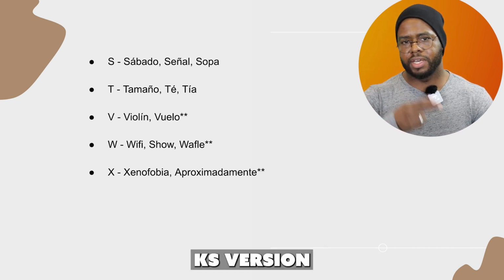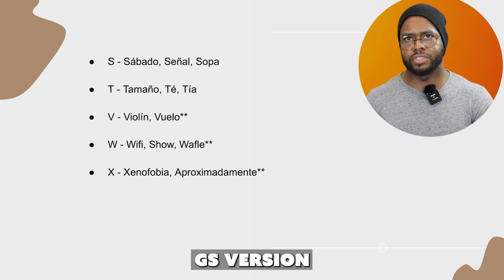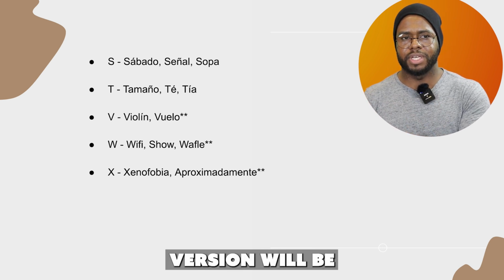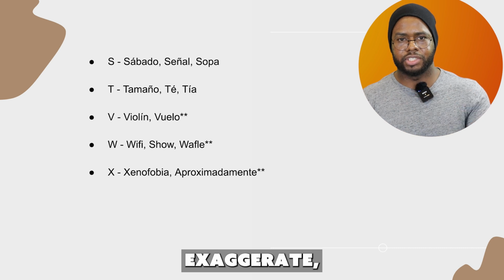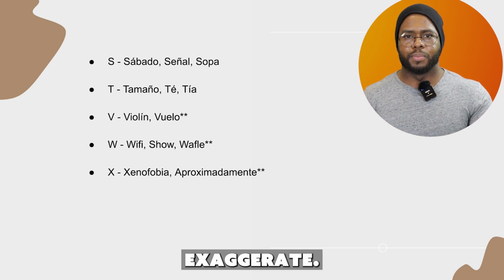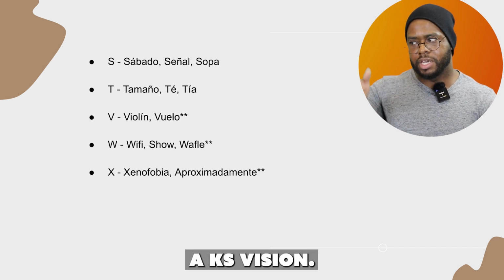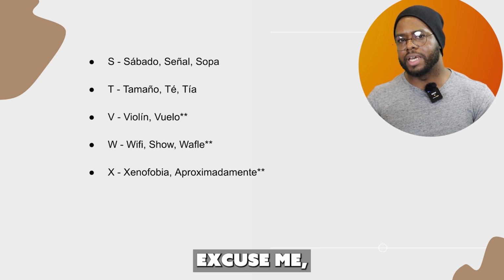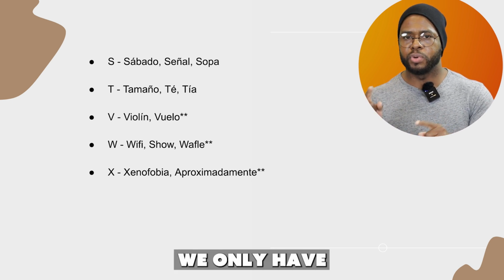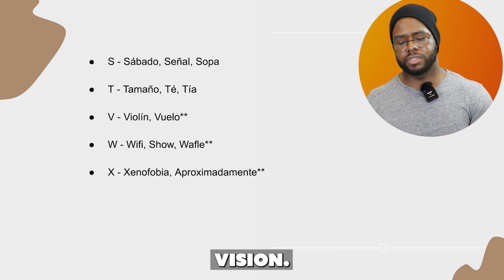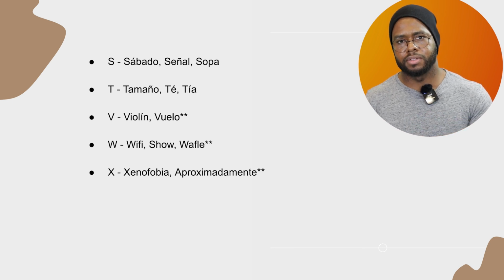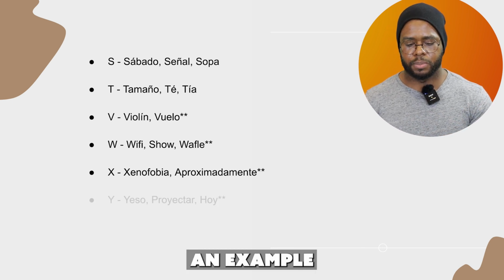In English, we have the KS version and the GS version. So our GS version will be exaggerate. But then a KS version will be like excuse me. So in Spanish, we only have the KS version, we don't have the GS version. So aproximadamente will be an example of that.